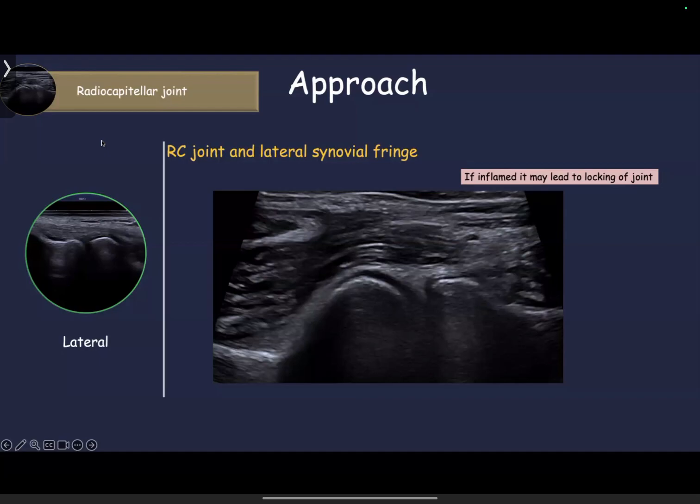Then another structure in the lateral compartment is the radiocapitellar joint. Again, this is the head of the radius, this is the capitulum, and this hyperechoic thing is called the lateral synovial fringe. Usually it is seen as hyperechoic, but sometimes it may get inflamed and the patient will come with symptoms of locking of the elbow joint. So evaluation of this lateral synovial fringe is also important. We can ask the patient to pronate and supinate to move the radial head, and we can check the stability of the underlying ligaments here.